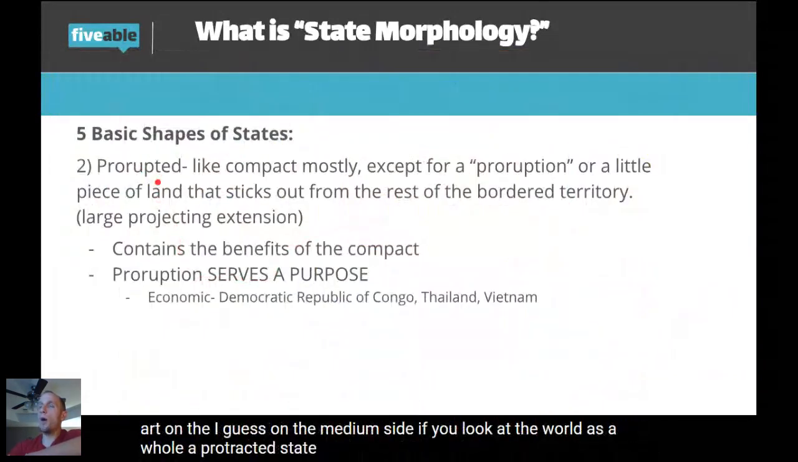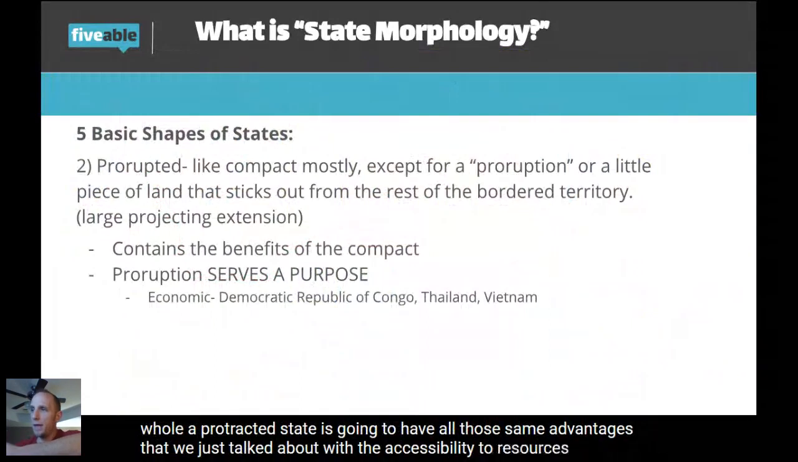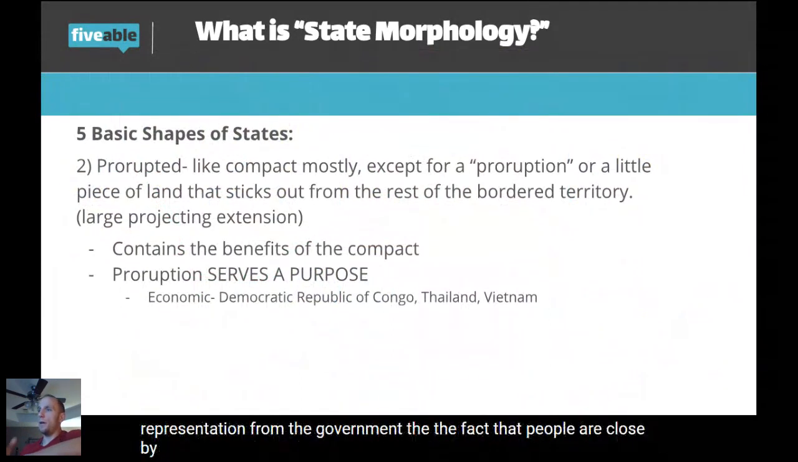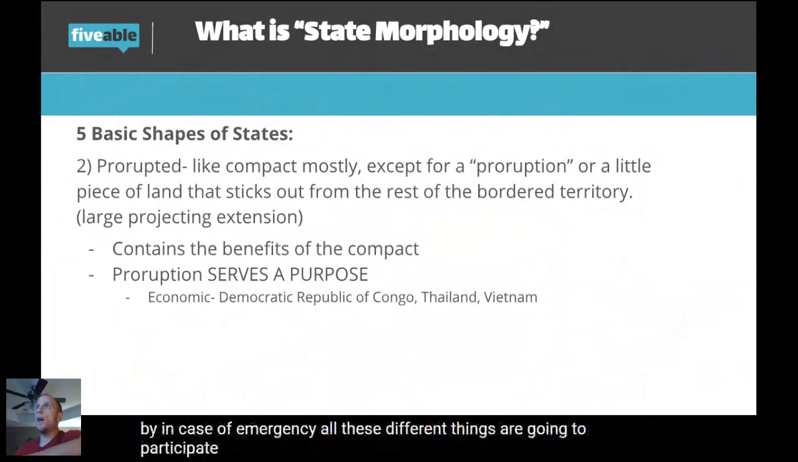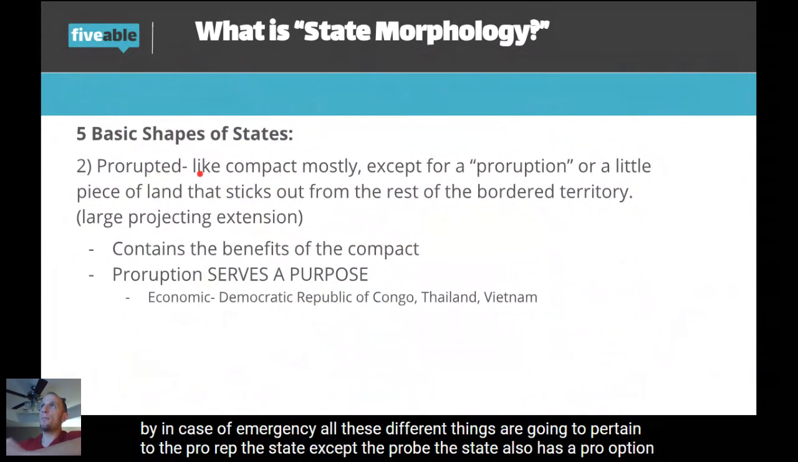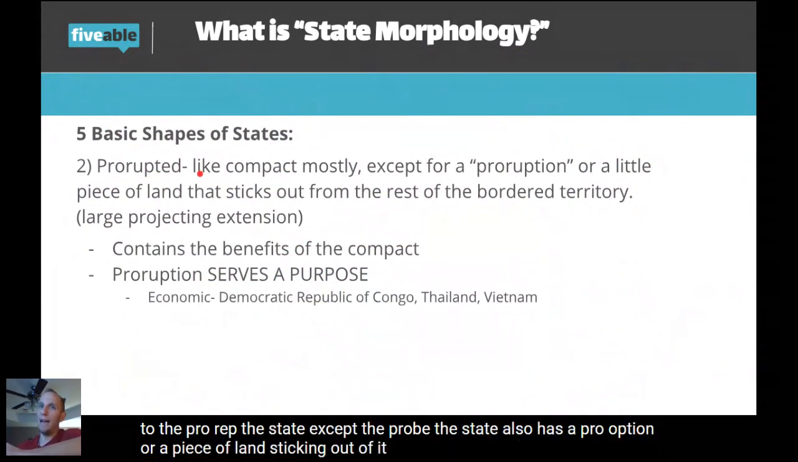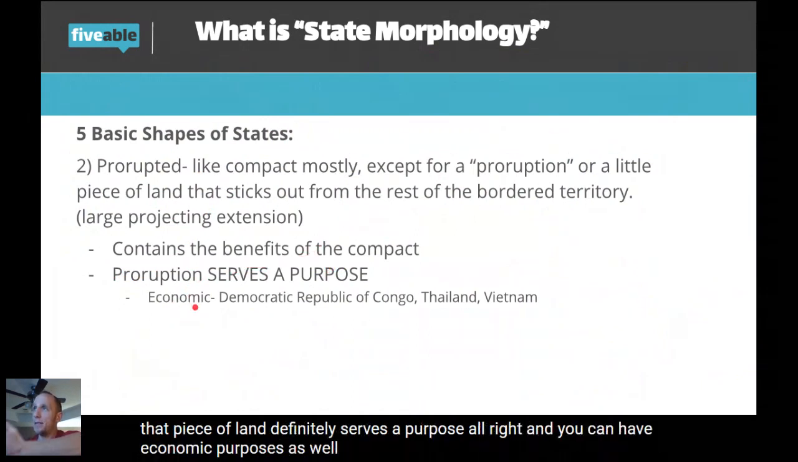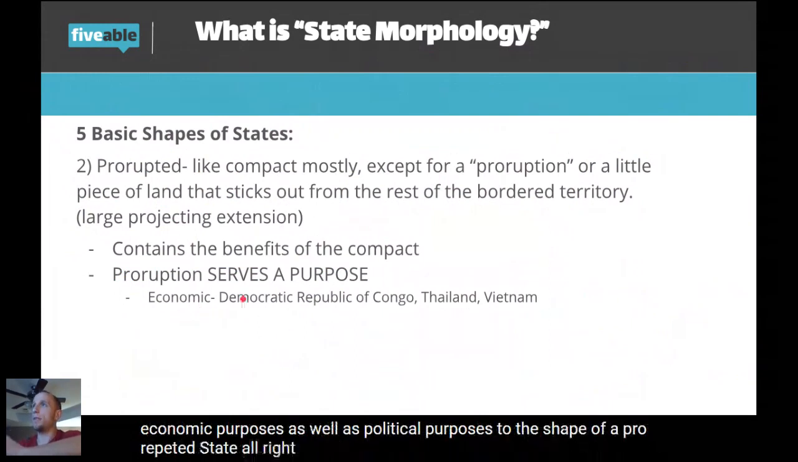A prorupted state is going to have all those same advantages that we just talked about with the accessibility to resources, the representation from the government, the fact that people are close by in case of emergency. All these different things are going to pertain to the prorupted state, except the prorupted state also has a proruption or a piece of land sticking out of it. All right, so what's the purpose of that piece of land? It definitely serves a purpose, all right? And you can have economic purposes as well as political purposes to the shape of a prorupted state, all right?